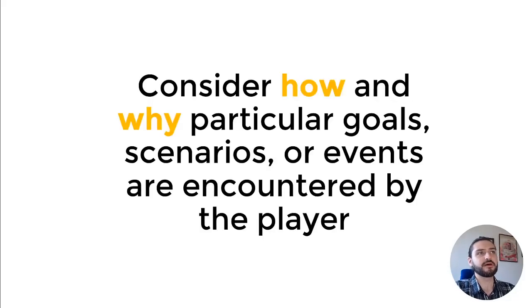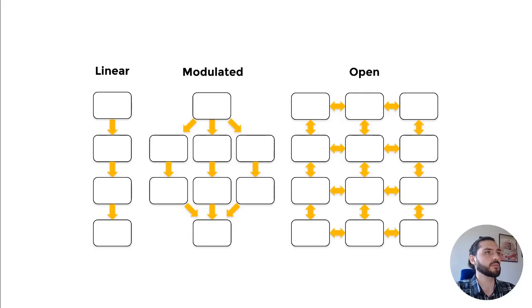So how we structure a level has an impact upon the per level goals, the scenarios and the events in a level. Simply put, consider how and why particular goals, scenarios or events are encountered by the player. The structure we devise defines this. There are three archetypal level structures that we'll be discussing in this video. These are linear, modulated, and open.